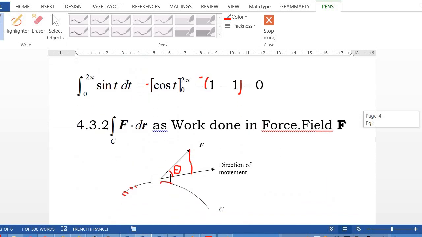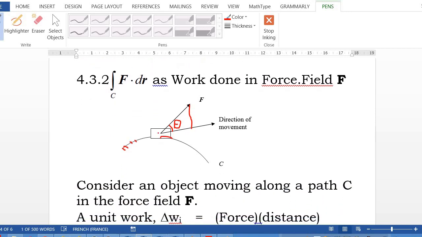Okay. Now we would like to view what's the meaning of the line integral of a vector field. As we learned in the previous lectures, the line integral of a scalar field represents the mass of a thin wire. And what's the meaning of the line integral of a vector field here? Let's say this is a vector F, making an angle theta with the direction of movement, along the curve C.